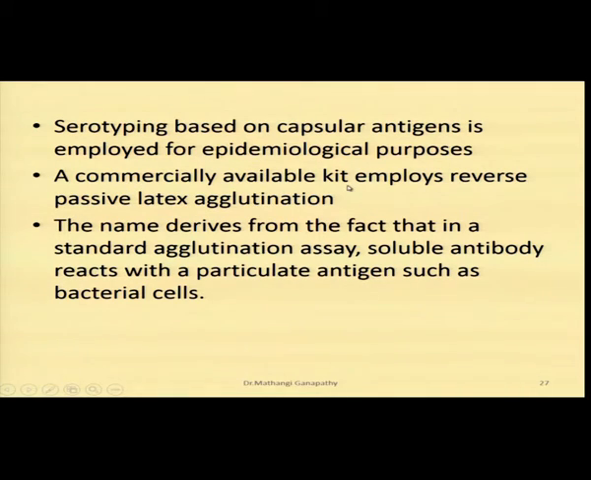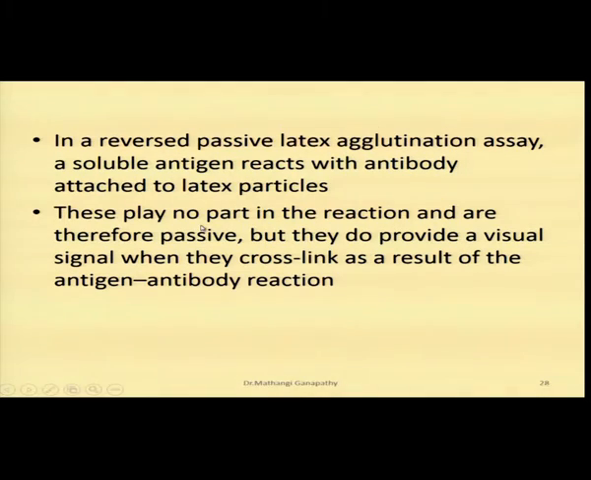A commercially available kit employs reverse passive latex agglutination. The name derives from the fact that in a standard agglutination assay, soluble antibody reacts with the particulate antigen such as the bacterial cells. And in reversed passive latex agglutination assay, the soluble antigen will react with the antibody attached to the latex particles. These latex particles play no part in the reaction and are passive, but they do provide a visual signal when they cross-link as a result of the antigen-antibody reaction. So visually, you would be able to see the positive reaction, indicating the presence of the organism.